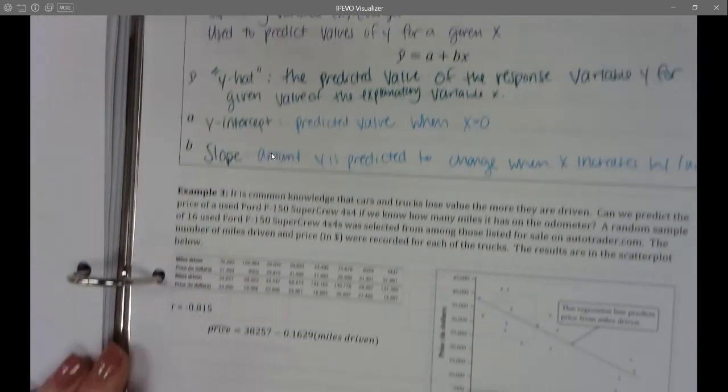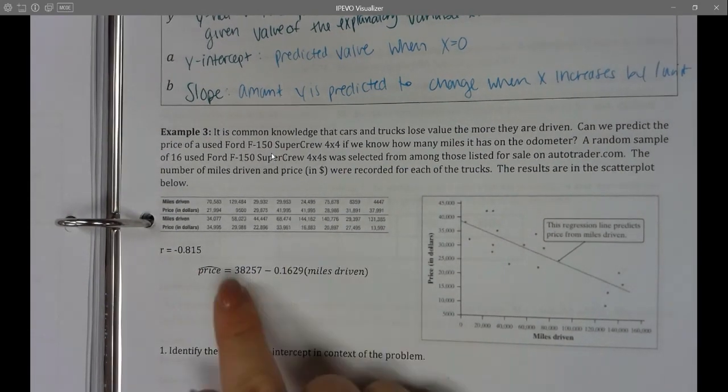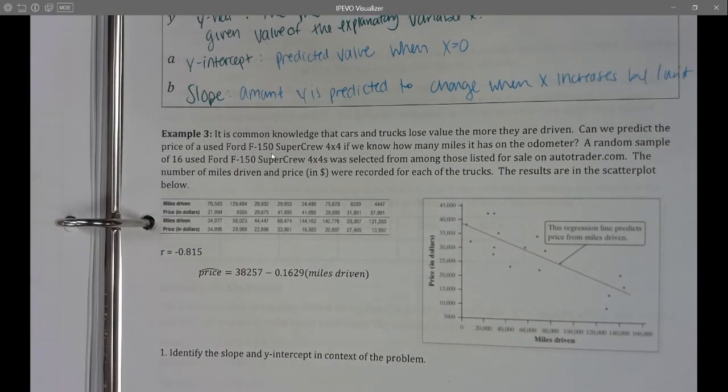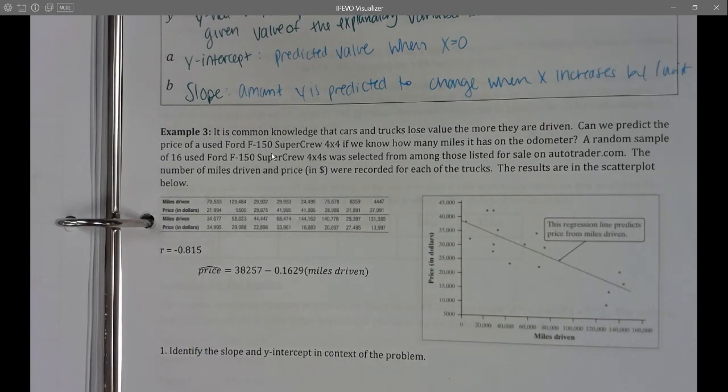All right, so let's do an example down here, example 3. Common knowledge that cars and trucks lose more value when they're driven. We want to predict the price of a used Ford Super Crew 4x4 if we know how many miles it has on the odometer. Okay, so here's my data. I've listed it for you there. I've already calculated out the correlation, and I've already calculated out the regression line for you. You'll notice that price has a hat on it. That means that it is the predicted price, not the actual price.